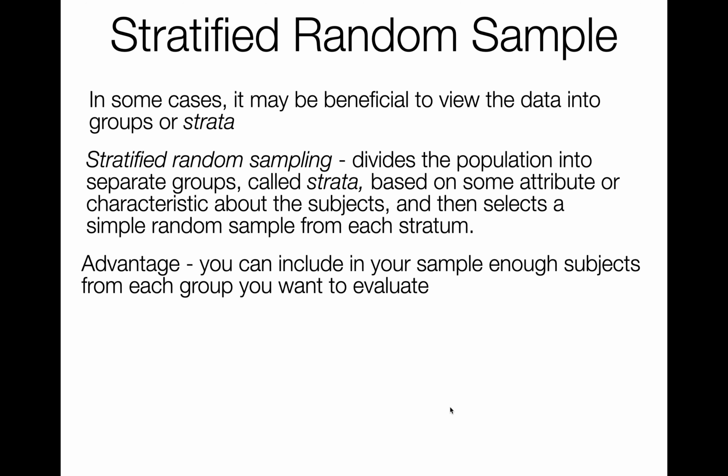The advantage is that you can include in your sample enough subjects from each group that you want to evaluate. And so in cluster random sampling, that disadvantage that we talked about was that I may not get a representative sample. In stratified random sampling, you're sort of guaranteed that because I can split the data up into the groups that I'm interested in hearing from. Okay, so it doesn't happen that all of the people or all of the groups I select were all freshmen or first year people. I make sure to sample some from each.